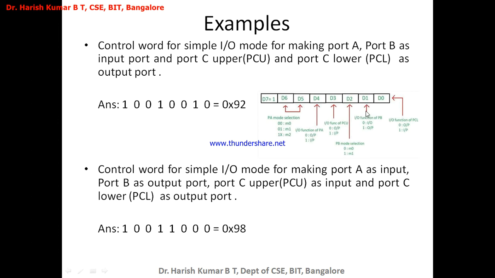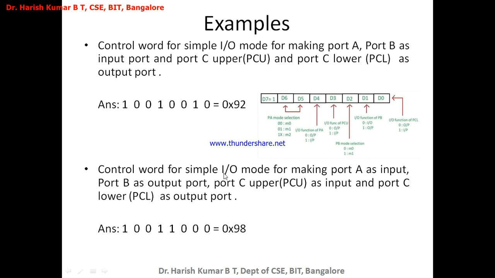Next, IO function for port B. Now port B, I have to make it as output port. So made it as 0. Here we were using port B as input port, it was 1. Now I want to use port B as output port, it is made as 0. Next, D2, mode selection for port B. Now port B, which mode I have to use? Simple IO mode, hence it is 0.